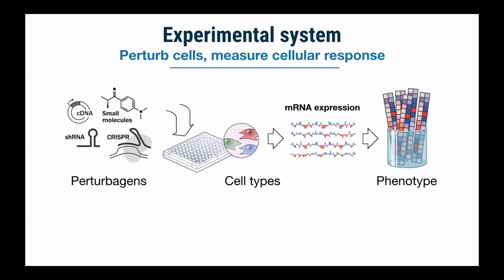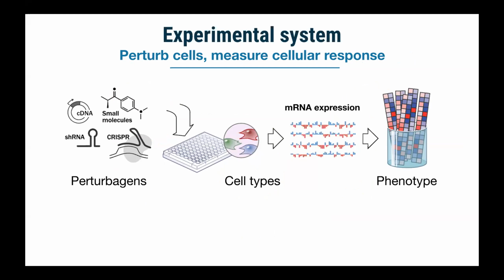So the experimental system that we use is we culture human cells in 3D 4-well plates, and then we perturb them with some type of reagent. Could be a small molecule or an shRNA or CRISPR or really anything. And then sometime afterwards, we measure the downstream transcriptional changes that are induced by that perturbation. And we capture those in a database of these mRNA expression signatures.